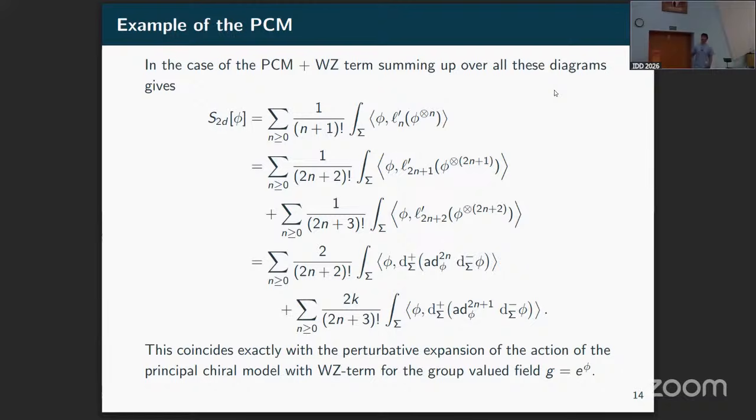So for the case here, where we've got the PCM, the data of omega being the PCM plus Wess-Zumino, you can do this explicitly. And in this case, you find that you have two types of terms appearing, the odds and the evens. So we have these L primes, and basically the odd ones give us something that looks like the kinetic term, and the even ones give us something that looks like the Wess-Zumino term. And essentially, this corresponds to the perturbative expansion of the PCM plus Wess-Zumino term when you allow g to be e to some algebra valued field.